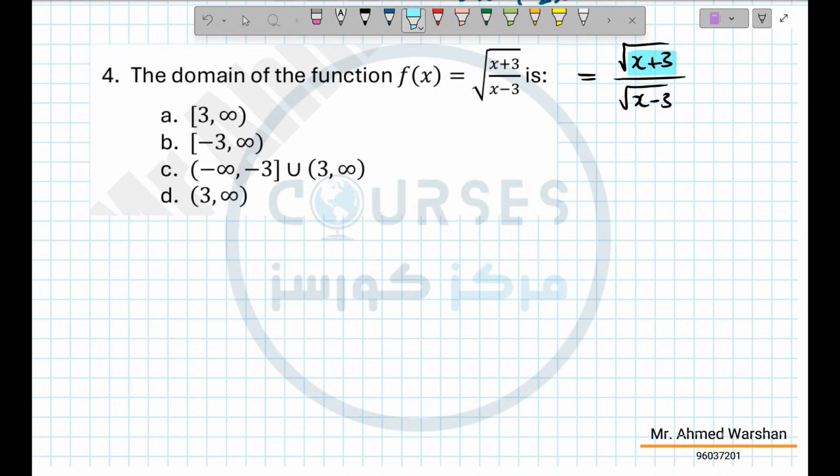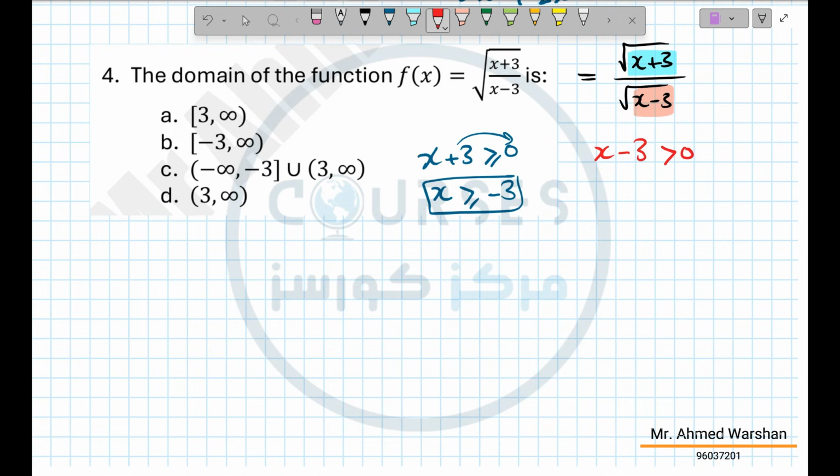Okay, the root in the numerator, if we want to find the domain for that one, it's gonna be x plus 3 greater than or equal to 0. Move this to the other side, so x is greater than or equal to negative 3. The one in the denominator, it's gonna be x minus 3 only greater than 0 because it's in the denominator. It can never be equal to 0. Move the negative 3 to the other side, so x is gonna be greater than 3.